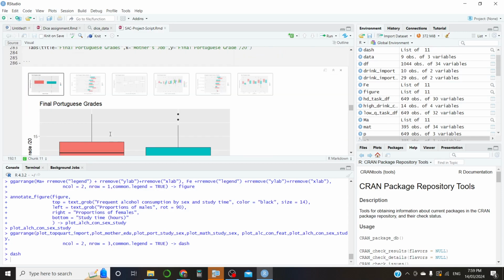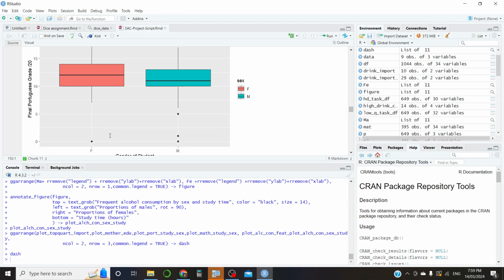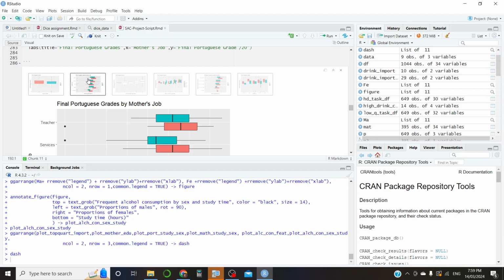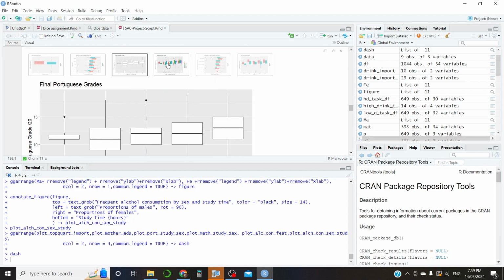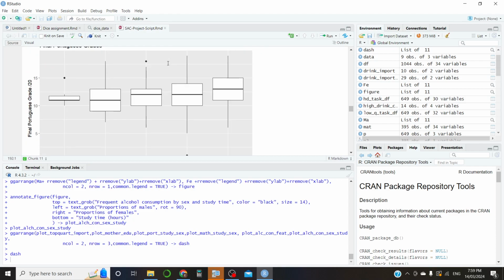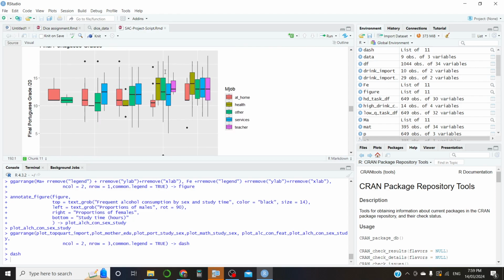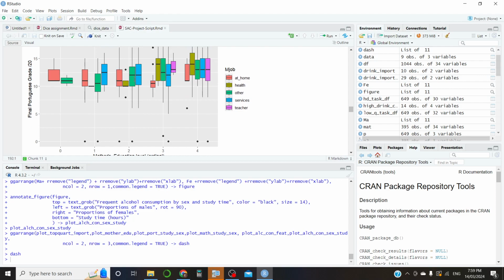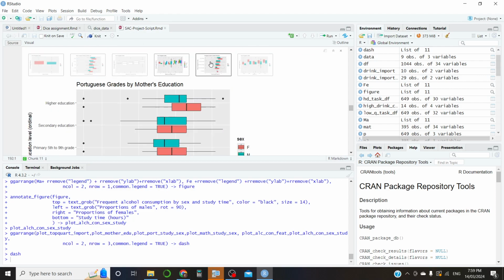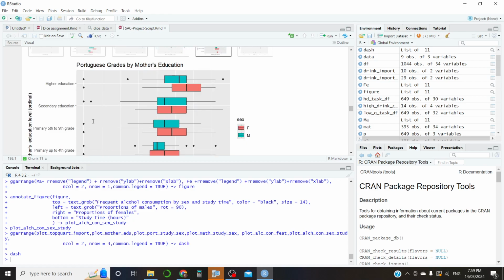So this is the one I think I'm talking about. There's Portuguese grades by student. The girls look like they're doing slightly better than the boys. This is the ones I was looking at. Mum's job and mum's education level. I fixed that one up a bit more. That's a little bit more broken down. I think that's education level and job for mother. That was a little bit too complicated, so I didn't include that one.